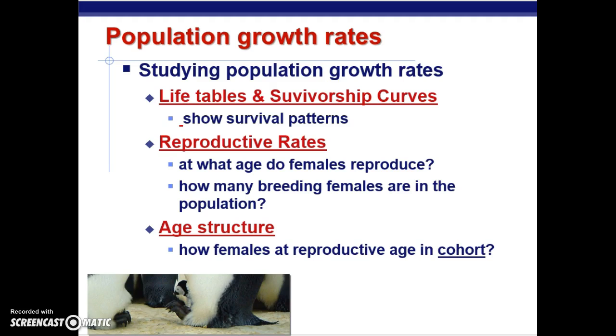These are going to directly influence the reproductive rate, which is again going to affect the growth rate of a population by adding births. And the last thing that is closely related to the reproductive rate is the age structure of a population. So how many females are at reproductive age in a cohort?